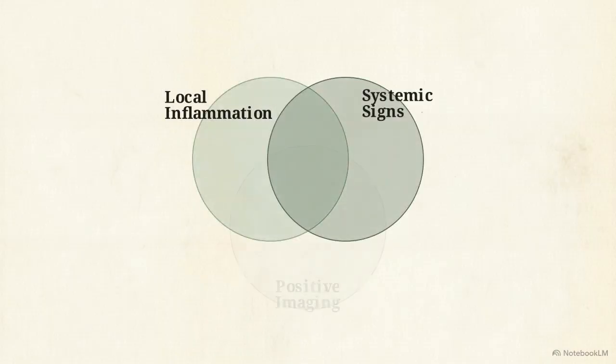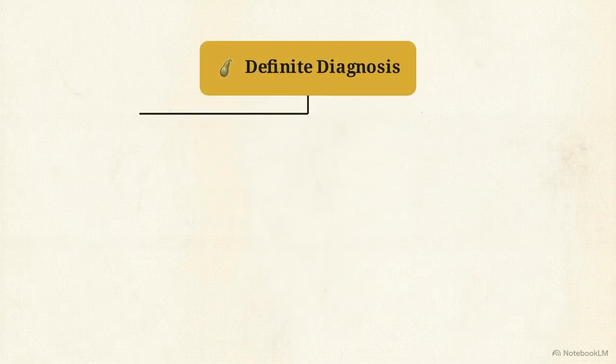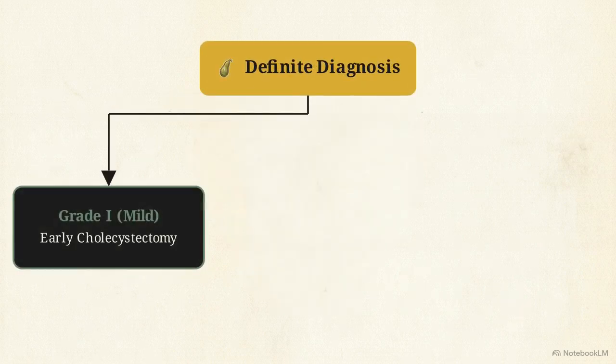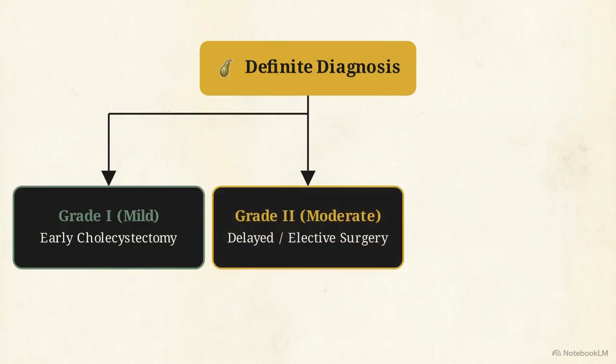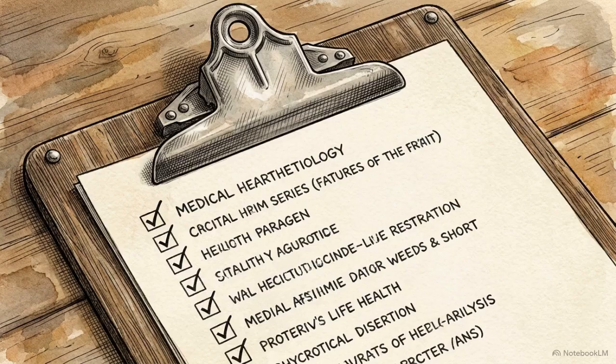The Tokyo guidelines require local inflammation, systemic signs, and positive imaging. Grades dictate intervention. Grade 1 allows early cholecystectomy. Grade 2 involves prolonged symptoms or severe local inflammation. Grade 3 presents major organ dysfunction, demanding critical supportive care and urgent drainage. By linking objective patient data to a rigid severity grading, the Tokyo guidelines remove guesswork from ward management and dictate a precise operative timeline.